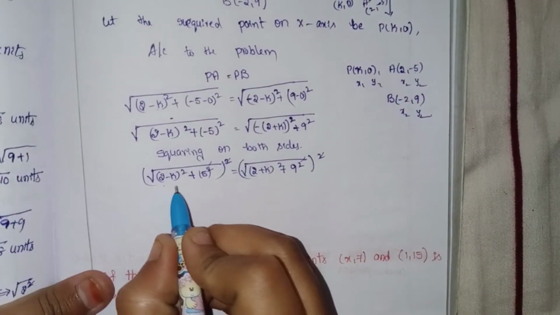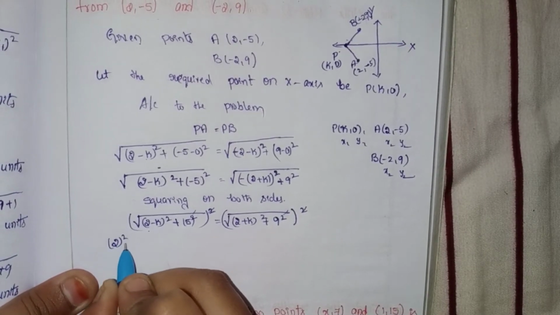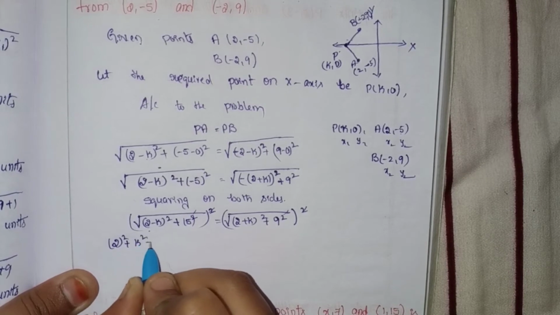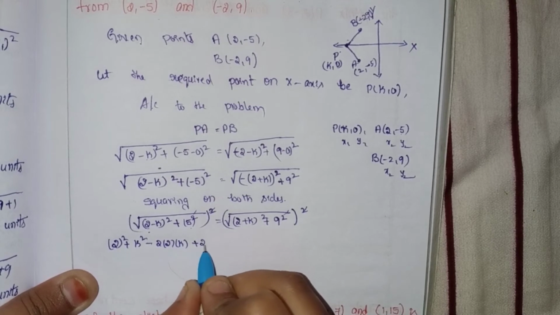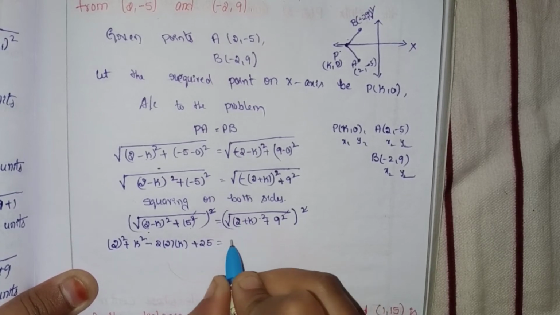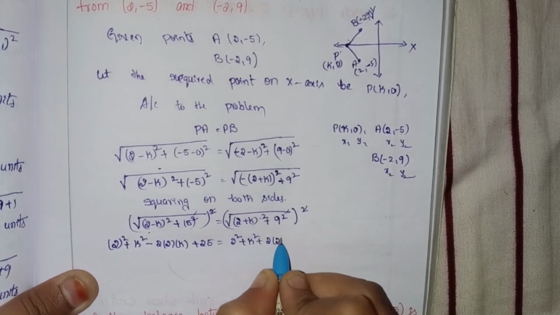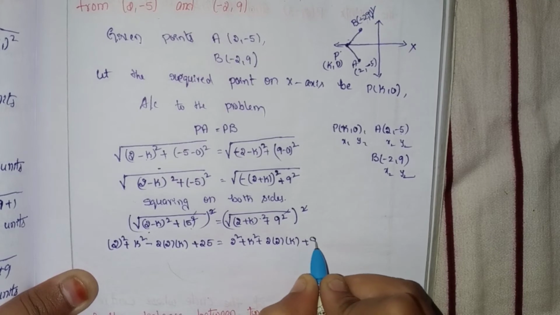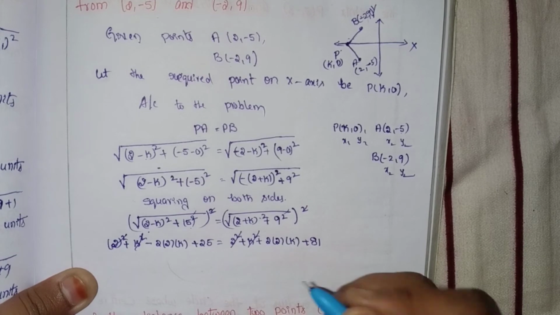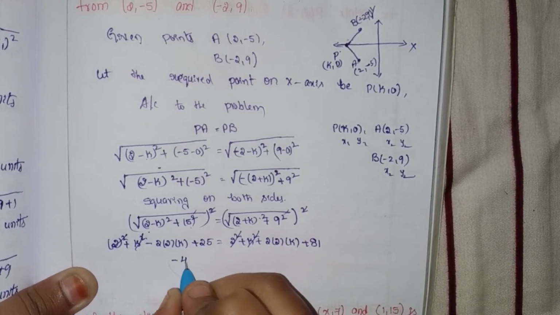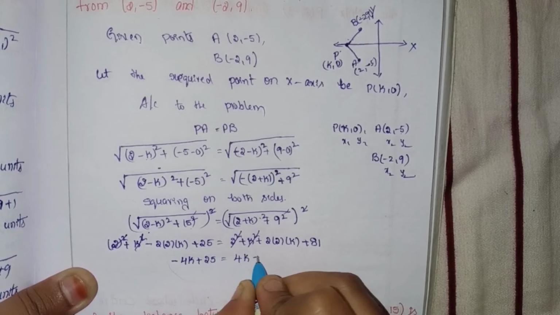Now see, the (a - b) whole square formula: a square plus b square minus 2ab. 5 square means 25. Here (a + b) whole square is a square plus b square plus 2ab. 9 square means 81. k square cancels, 2 square also cancels. Now, minus 4k plus 25 equals plus 4k plus 81.